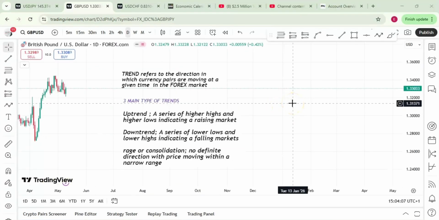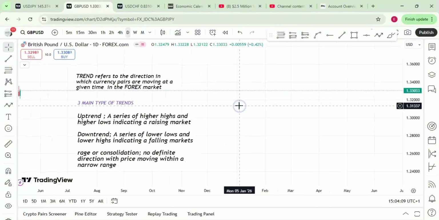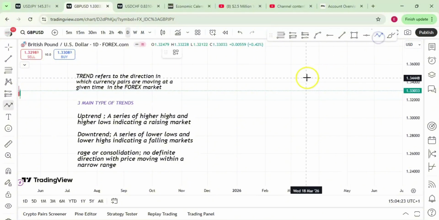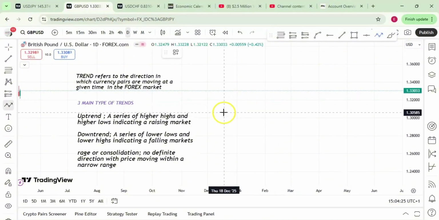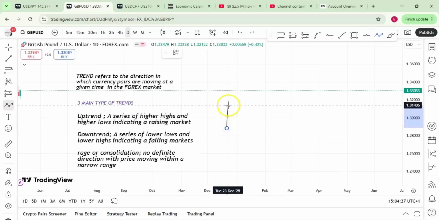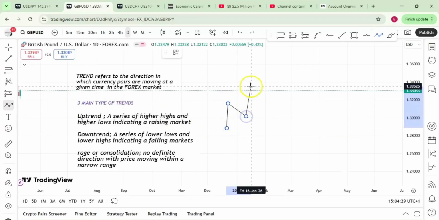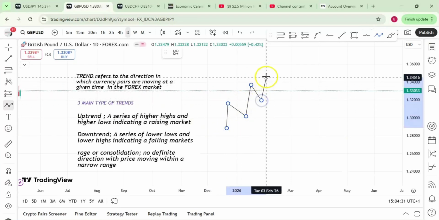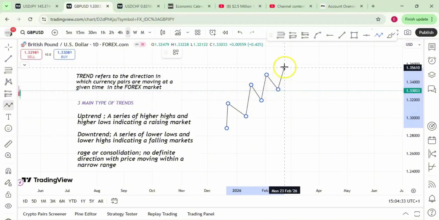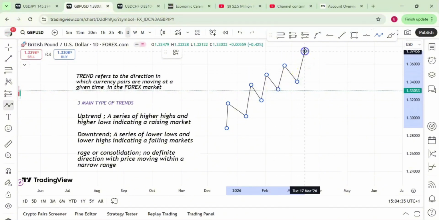So I'm going to go to the chart to show you a practical example of how an uptrend looks, how a downtrend and a consolidation look. But before we do that, let's have a textbook structure of how an uptrend looks. So like I said, an uptrend is characterized by a series of higher highs and higher lows, indicating that the market is rising or moving upward.